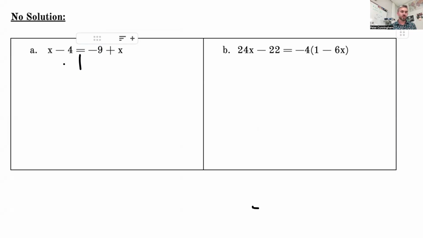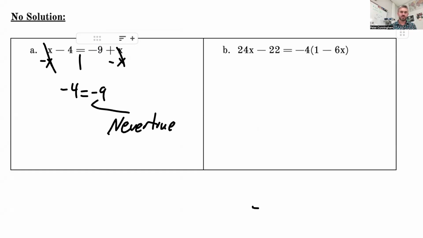so just to prove this point, we get rid of our variables on one side. So get x out of here. Well, now I don't have any variables, and I just have -4 equals -9. Is that ever going to be true? This is never true. Okay, so you're basically saying, is this going to be true? No, -4 is never going to be the same number as -9. So this has no solution.